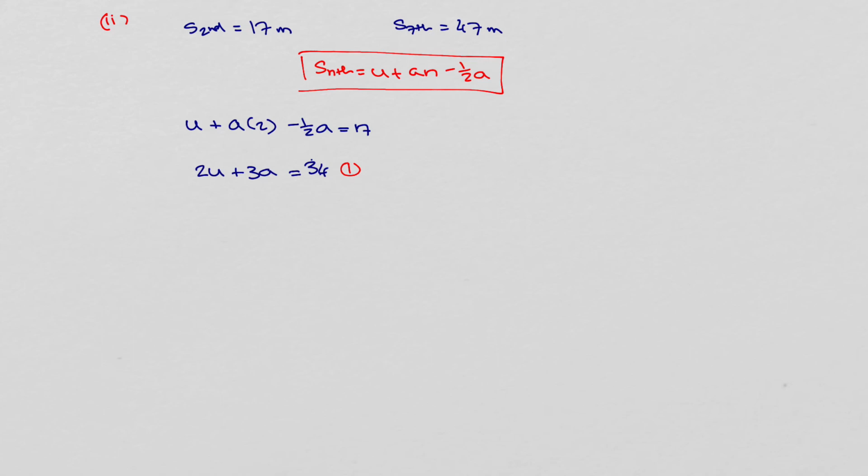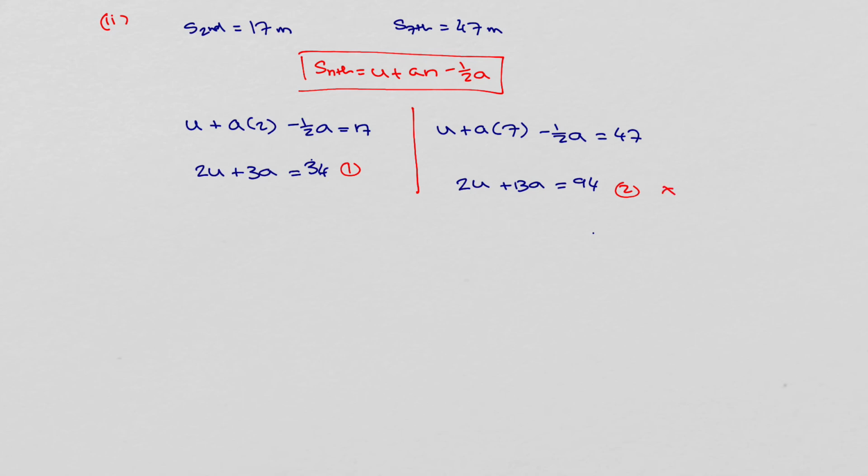And then for the 7th second, if we do the same, well, it's going to be u plus a times n. So n is going to be 7 for the 7th second, minus a half a, and that is going to be equal to 47. So if I multiply across by 2 and simplify there, we're going to end up with 2u plus 13a is equal to 94. So now we have two equations in terms of u and a. So this is going to allow us to find the initial velocity and the acceleration. So in other words, we have simultaneous equations here.